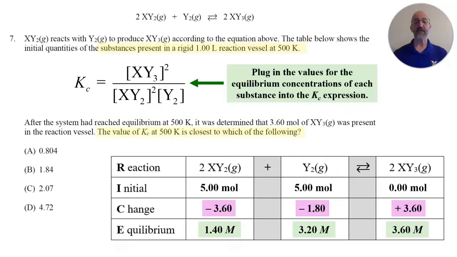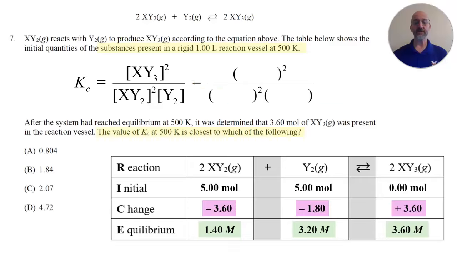So to calculate the value of the equilibrium constant expression, Kc, I will simply plug in the values for the equilibrium concentrations of each substance into my Kc expression. And so when I pick up my calculator, it will be 3.6 squared divided by the product of 1.4 squared times 3.2. Now, when I do this math, I will get the value of Kc at 500 Kelvin, and it works out to be 2.07 when I do that math.